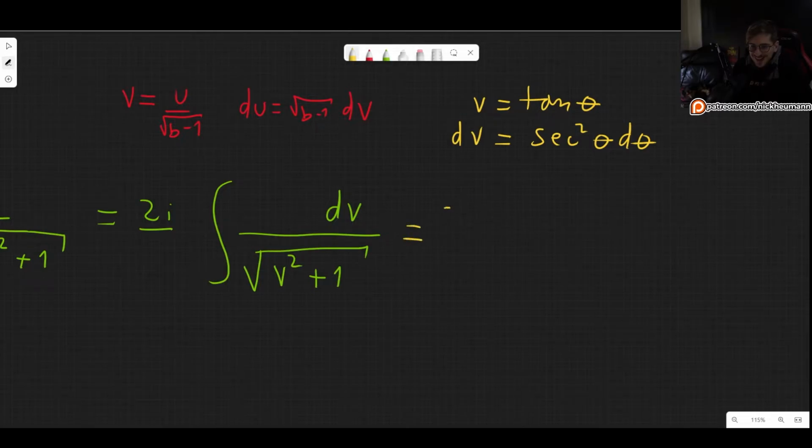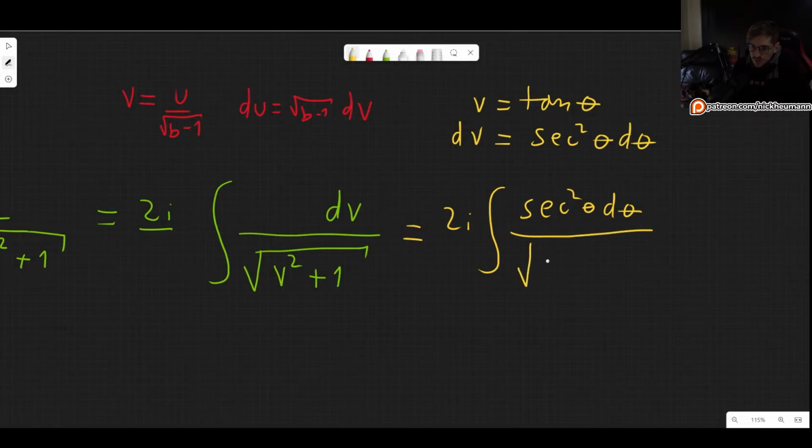Okay, so this is 2i. Now, instead of dv, we have secant squared of theta d theta divided by, and now we have the square root of the tangent squared of theta plus 1. Now, you may already know what this is, right? That is the secant squared. But if you don't know, I'll just show you.